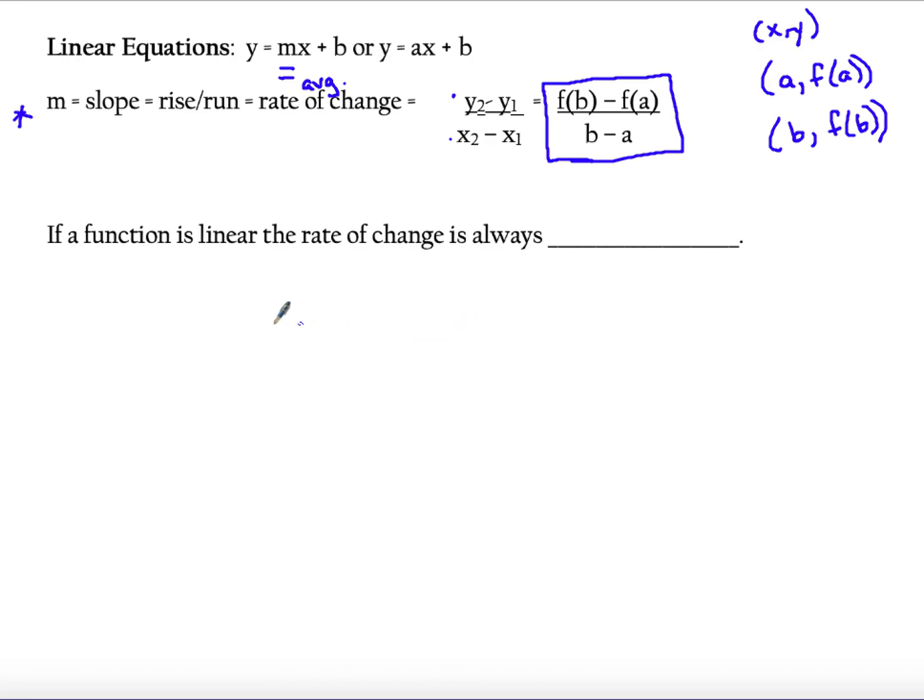Another thing that we know about linear functions: if we have a linear function, the rate of change is always constant. The rate of change, that's that slope. And in a linear equation, the slope stays the same. If I have y equals 3x plus 5, the slope of that line is 3 everywhere on that line. If x is 1, the slope is still 3. At x equals 5, the slope is still 3. At x equals 10, the slope is 3 all the time on this entire graph.